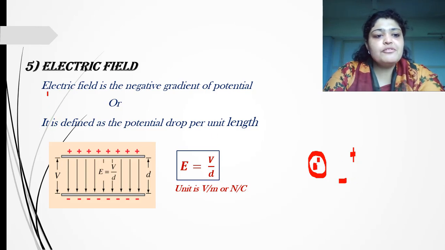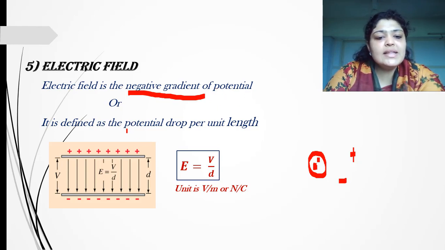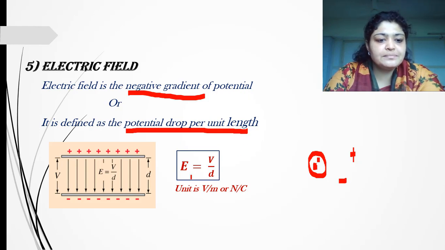But electric field can also be defined as the negative gradient of potential. What do you mean by negative gradient? How much potential drops across a length. That is what is known as the negative gradient of potential. In other words, it is the potential drop per unit length of a conductor.